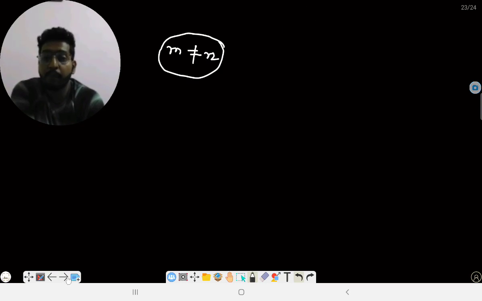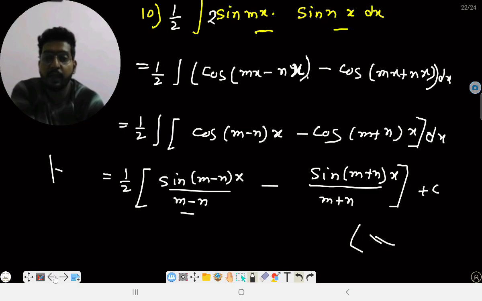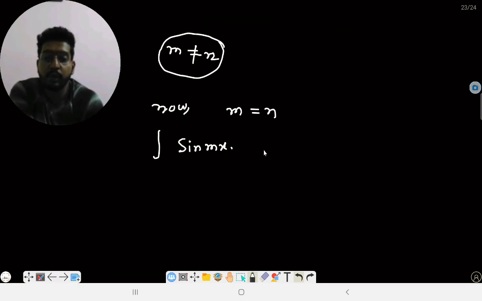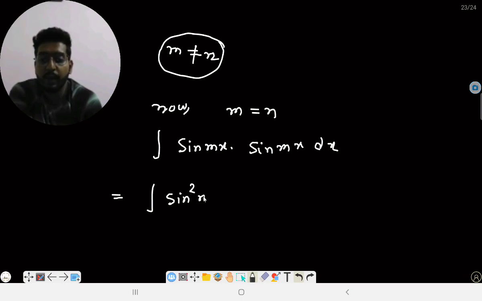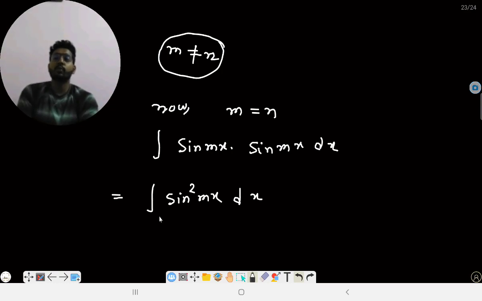Now what will happen if m equals n? For m equals n, this will become sin mx into sin nx, and since m and n are equal, that will again be sin mx dx, so that will be sin square mx dx. Now how to find the integration of sin square?